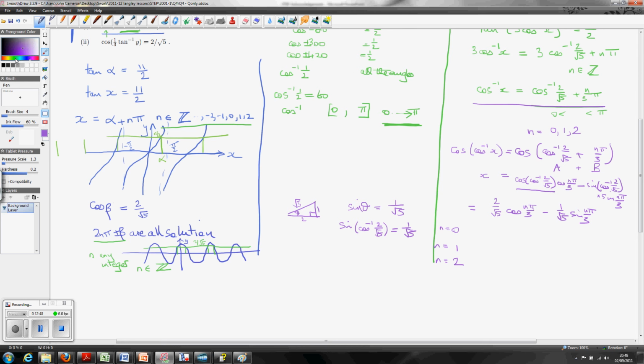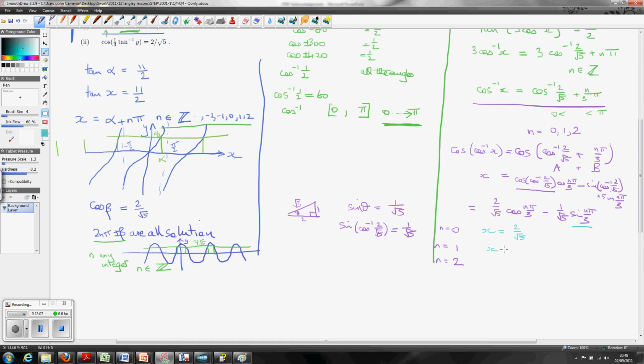I'll change to a different color just to finish this off. This one, x is equal to, now if n is 0, that's sine of 0, so that whole term is 0, and cos of 0 is 1, so we just get 2 over root 5, which is the one solution we knew we had to begin with.